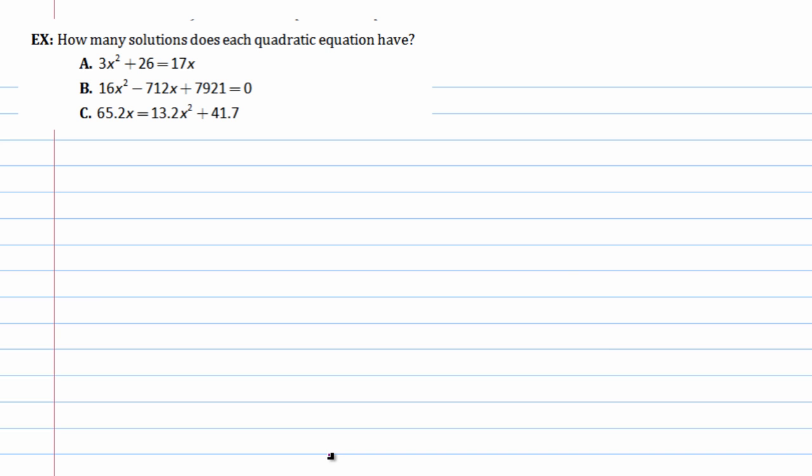So here's 3 different quadratic equations, and all we want to know is how many solutions and of which type are our solutions for each of these quadratic equations. So let's go ahead and look at example A. I have to rewrite this, first of all, to be 3x squared minus 17x plus 26 is equal to 0. And remember, the discriminant is just b squared minus 4ac, and that's going to allow us to determine how many solutions there are and of what type. So that's going to be negative 17 squared minus 4 times 3 times 26.